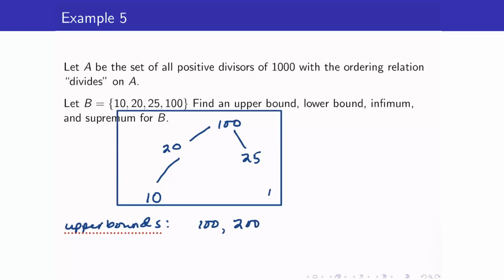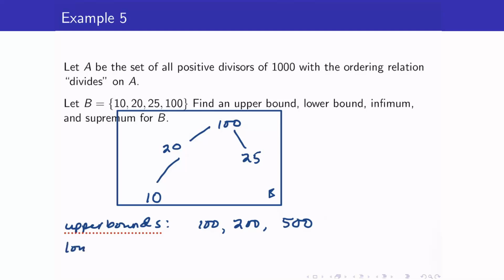This is my set B, and it is inside your set A. So, an upper bound may or may not be inside your B. So, why is 250 not an upper bound? Because 20 does not divide 250, right? So, that is not an upper bound. So, what else? You can have 500, right?